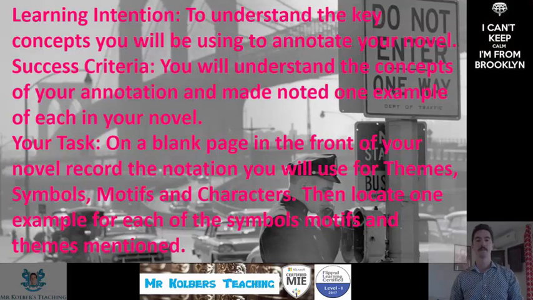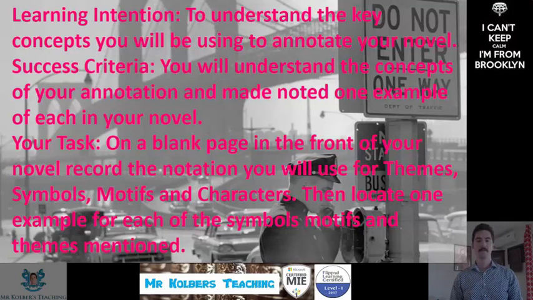Your task, of course, is on a blank page in front of your novel, record the notation you will use for themes, symbols, motifs, and characters. So this could be the front inside cover of your book, or the back page, or anywhere that's quick, because you'll be checking back every now and again. So you might read a section and think, well, this is a really good example of love, and then you'll fold to the front of your book or the back or wherever you've got it, and that'll remind you what colour or symbol or shape or picture you use to describe the theme that you're looking for.